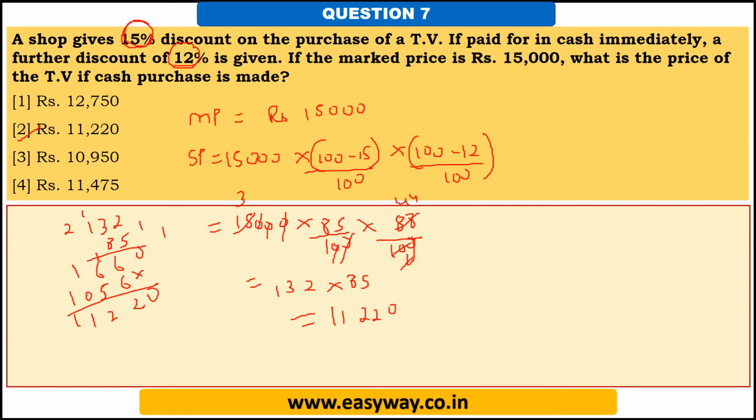So in this question what we have done, we have taken the marked price and then we have taken 15% discount. So if it is 15% discount, then he has to pay 100 minus 15 upon 100 of 15,000, and further he gets 12% discount. So that means he has to pay, of this amount, 100 minus 12 upon 100, that is 88% of this amount. So the final answer we are getting is 11,220, that is option number 2.